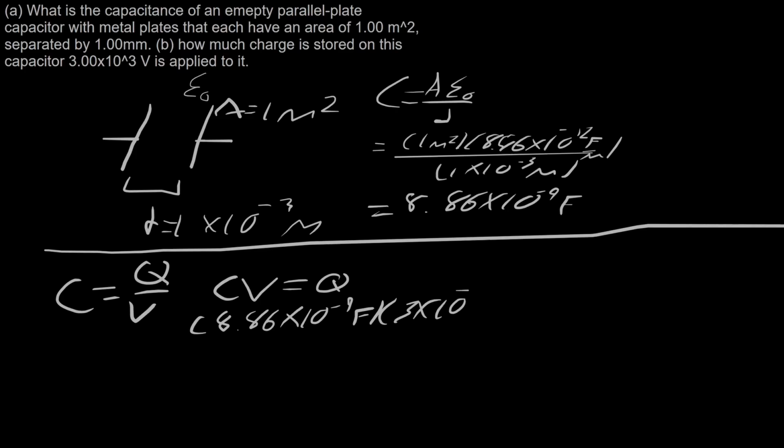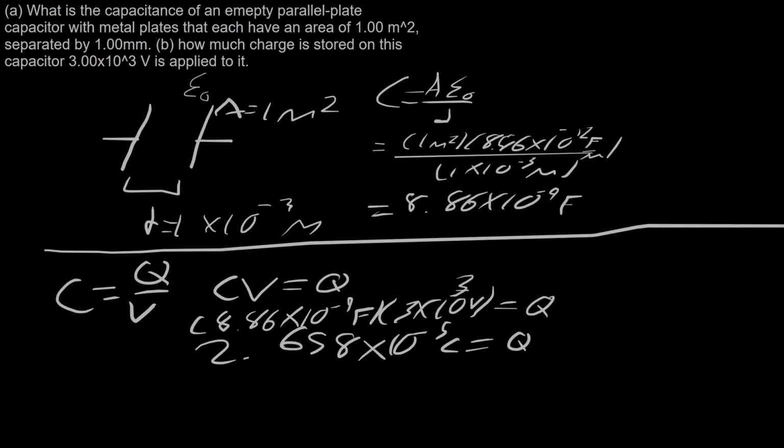And we'll see right here, and this will give us a charge that's around 2.658 times 10 to the negative 5 coulombs. So you can see there's not a lot.